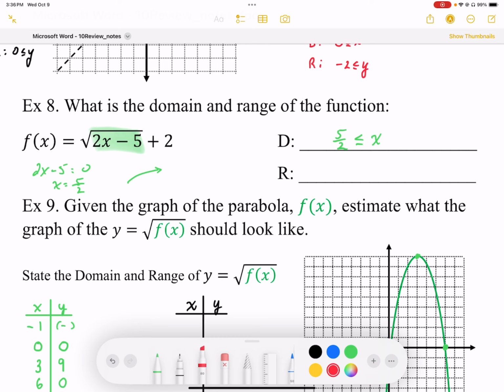As for the range, it's anything on the outside. So normally, our range for the square root function is going to be bigger than 0, but in this case we have a vertical shift, so y is going to be greater than or equal to positive 2.